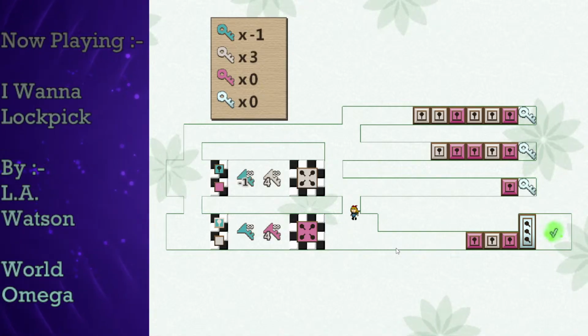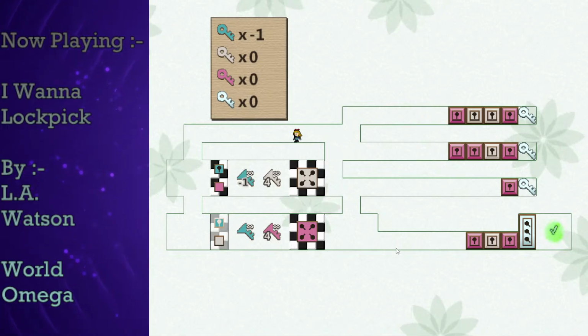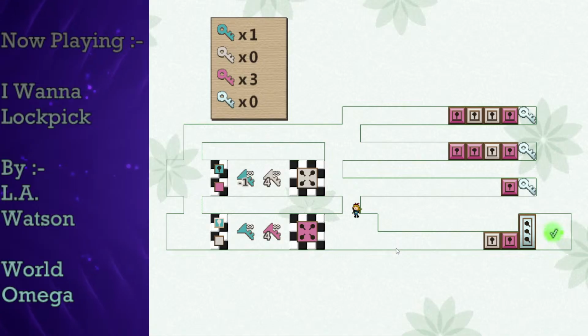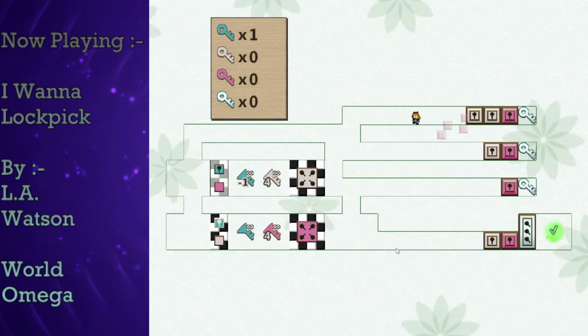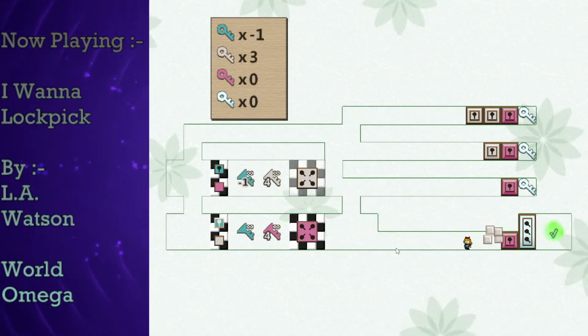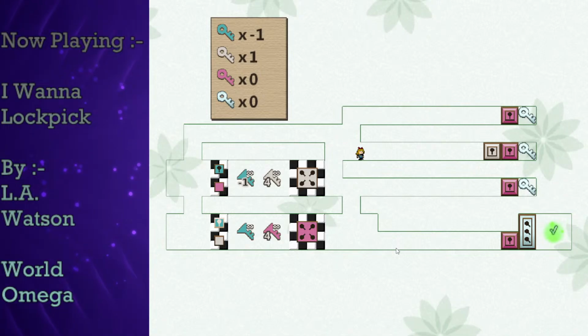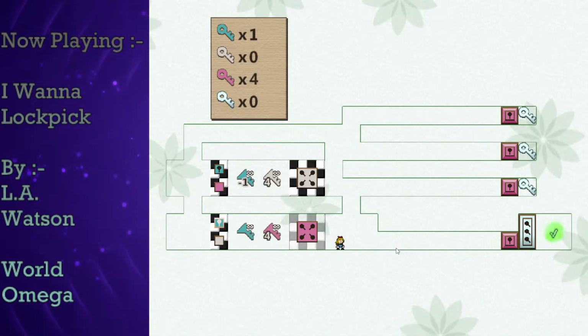Now 1, we barely make it out with 2, 3, and 4. Right. 1, 2, 3, 4, and we're done. This is so fun. Loving this. 1, 3, 4, and finally we got it.